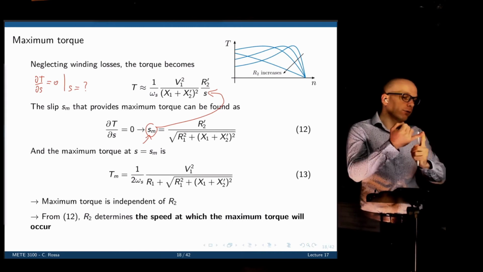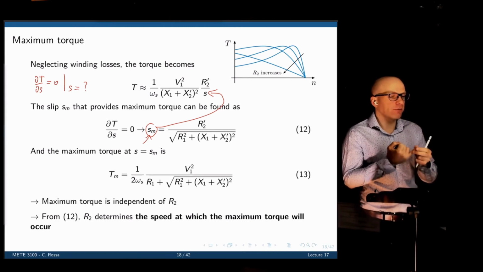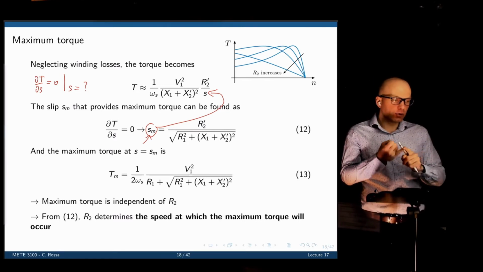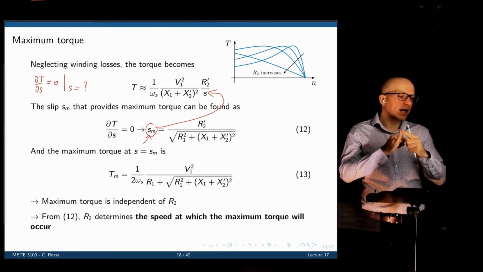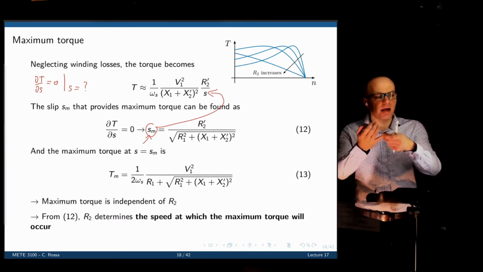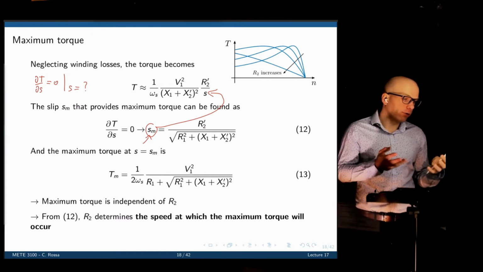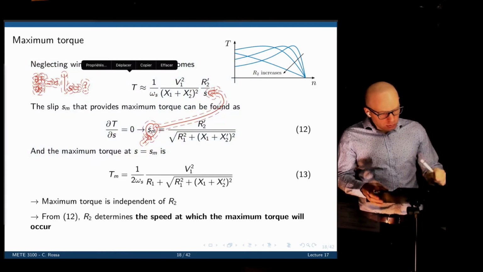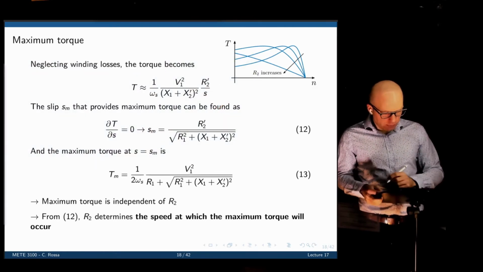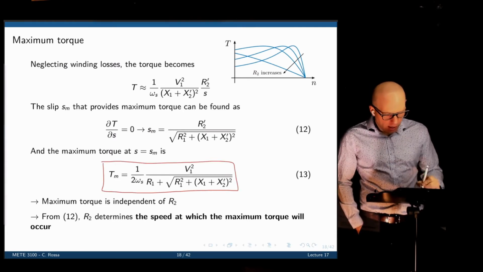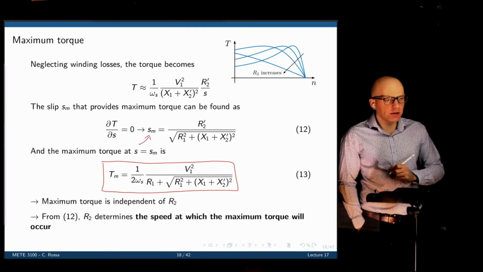So take the derivative of the function with respect to the variable of interest, set that to 0. Solve for the variable of interest, that gives you at which point we get the maximum of that function. Now evaluate the function at that point, and that gives you the value of the function itself, the maximum value that we are looking for. So two important pieces of information here. The first one is that the total torque will occur at this specific slip factor.